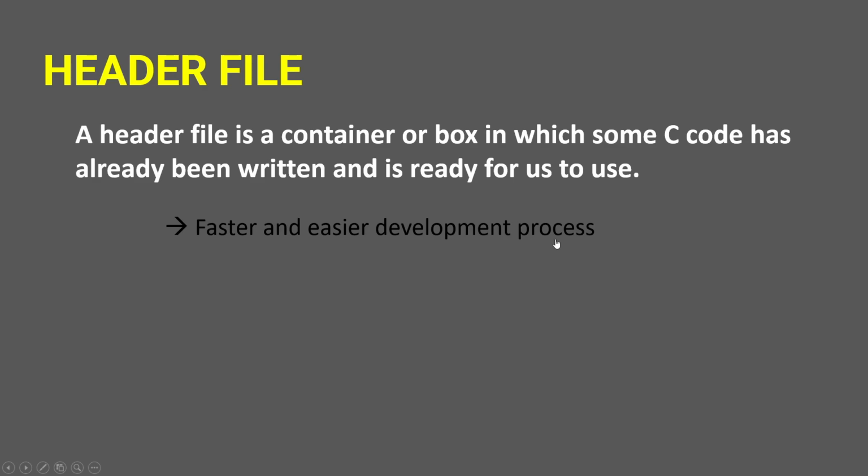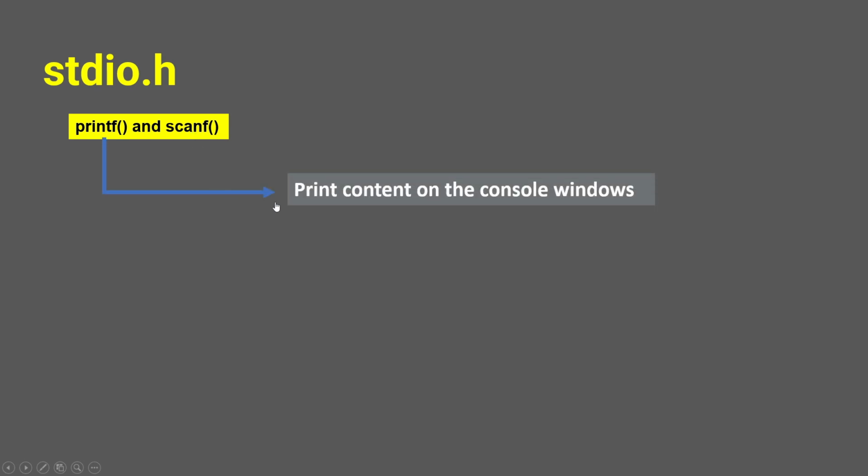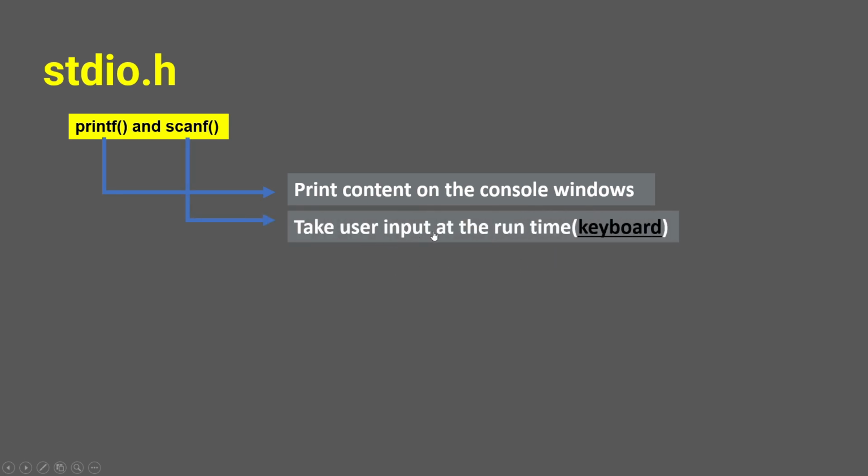Because we don't have to write everything from scratch ourselves, the stdio.h header file contains predefined functions like printf and scanf. The printf function prints anything in the console window and the scanf function takes user input from the keyboard while the program is running. You will see how we can use the printf function in the C programming language in a few moments.